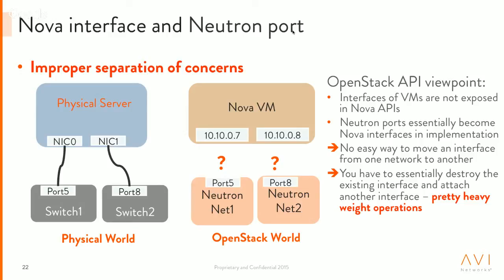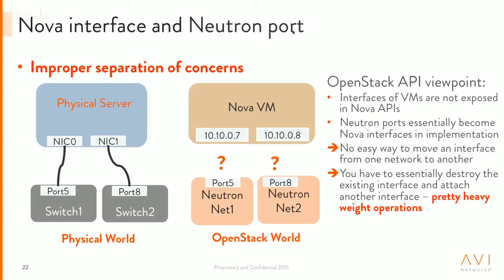So that's one of the things about Neutron and Nova, and it came about because it grew organically. Initially Nova had the networking, everything being managed inside Nova, and slowly Neutron moved things out, but there are still vestiges of this separation not happening very well in the OpenStack APIs. Any questions on this?